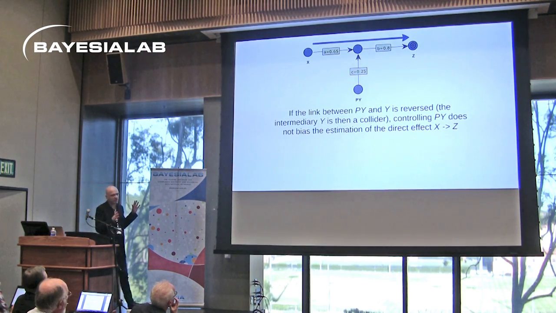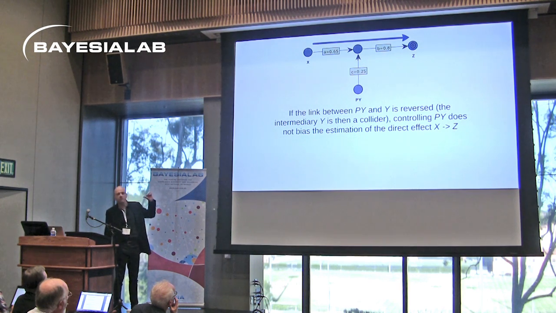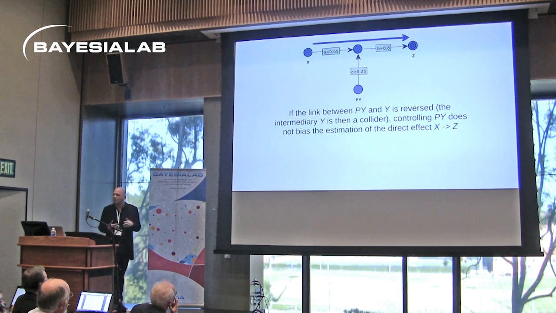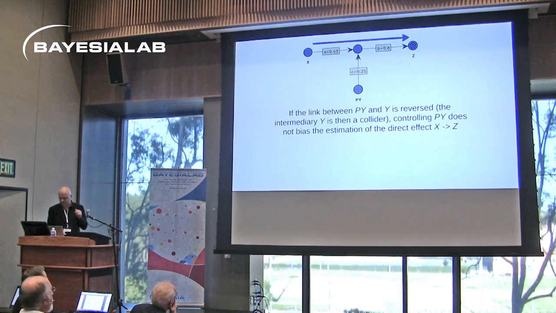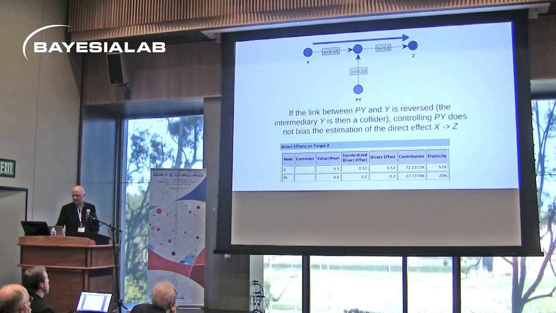So it's almost the same structure, except that this time I reverse the link py, y. So it's not anymore proxy, it's more y that is a proxy of py. In this case, I can control py, or not, we don't care, right? There is no information flow here. So the estimation of the direct effect will not be biased, given that I am not controlling y, right? And here is the case.